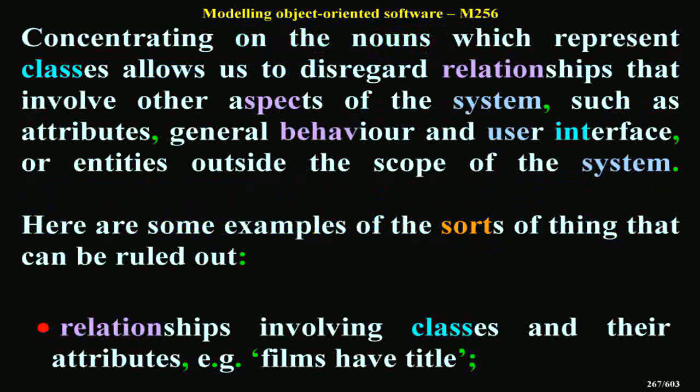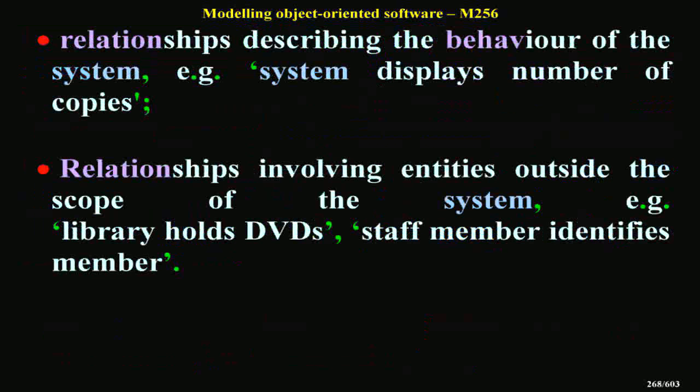Concentrating on the nouns which represent classes allows us to disregard relationships that involve other aspects of the system, such as attributes, general behavior and user interface, or entities outside the scope of the system. Here are some examples of the sorts of thing that can be ruled out. Relationships involving classes and their attributes, e.g. Films have title. Relationships describing the behavior of the system, e.g. System displays number of copies. Relationships involving entities outside the scope of the system, e.g. Library holds DVDs, staff member identifies member.